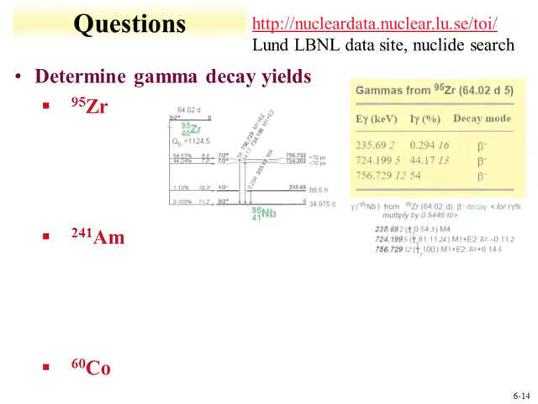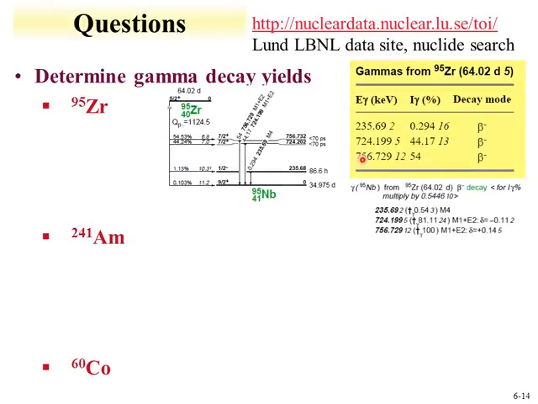So for instance, if we did this for zirconium-95, the data that you would get from the link is shown here. You would get energies and intensities in the decay modes. So for zirconium-95, two photons are observed with pretty high intensities. One photon at 724 keV, one other photon at 756 keV. The 724 keV photon has an intensity of 44.17%, while the 756 keV photon has an intensity of 54%. So this means that 54% of the time for this energy photon, 44% of the time for this energy photon, those photons are emitted for every decay.